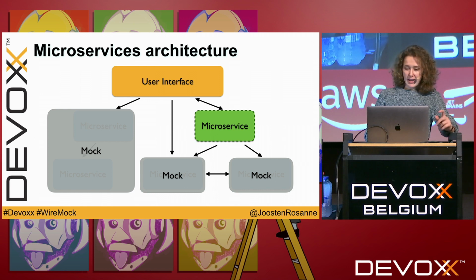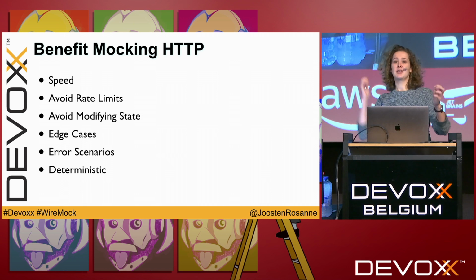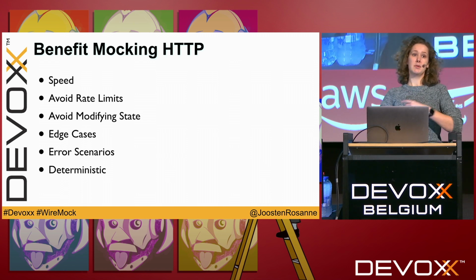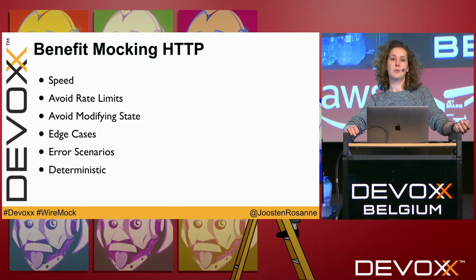So we're going to use a mock. And why are we going to use a mock? I already stated the problems. You can think about it a little bit harder, but I will summarize them for you. These are the benefits that you gain when you mock an external service, in particular an HTTP service, a REST service.